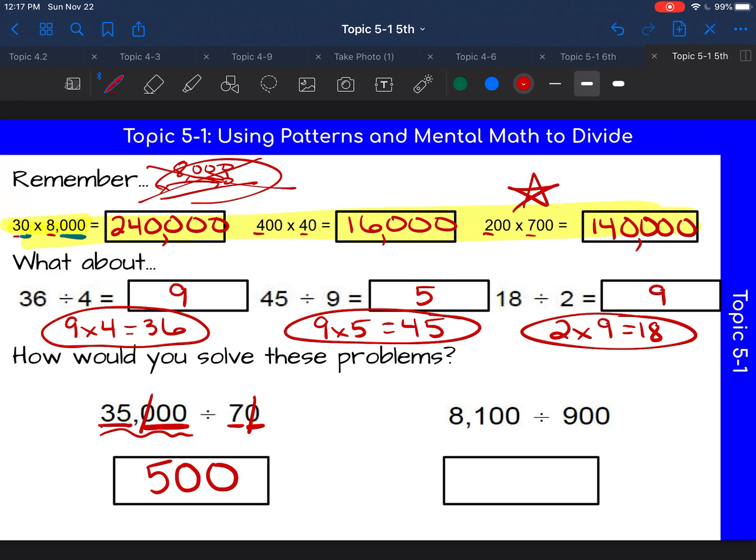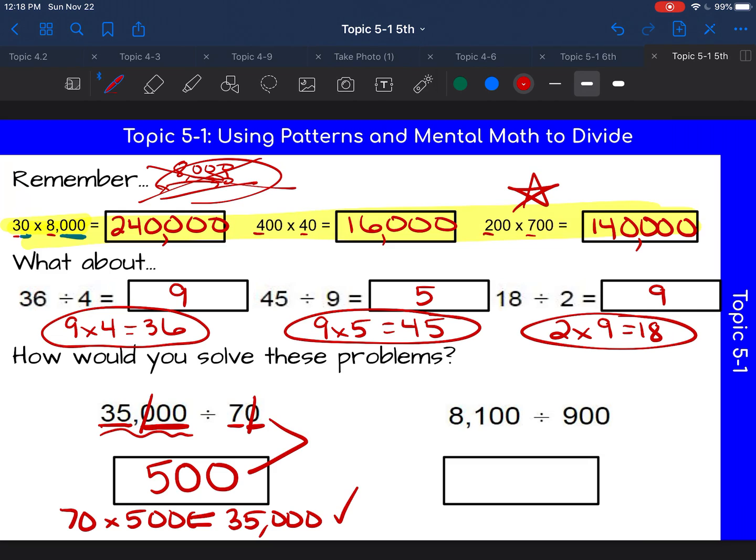And again, I can double check by doing multiplication, by doing 70 times 500 and seeing if I get 35,000. Is 70 times 500 35,000? Yes, it is. I know I'm correct. Okay, let's look at the next one.